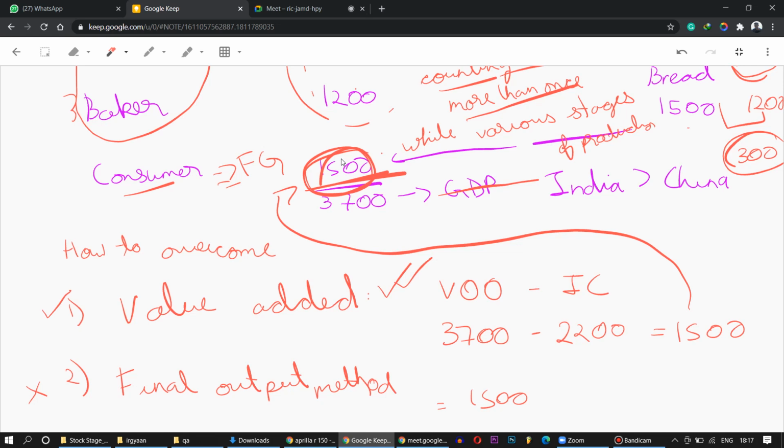Any guesses? No, we do not have. That's why I'm saying 1500. Why? Like this is general knowledge. It can help you in Viva, I guess. So I'm just telling this. I did not go in depth with this. Final output, 1500. Both of these are giving the same answers. But why do people prefer value added? Think about it.